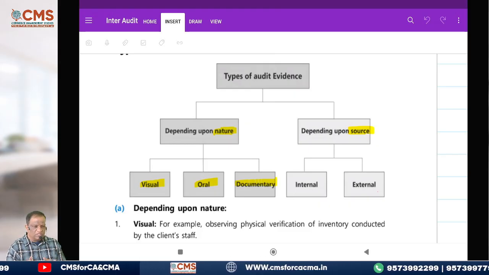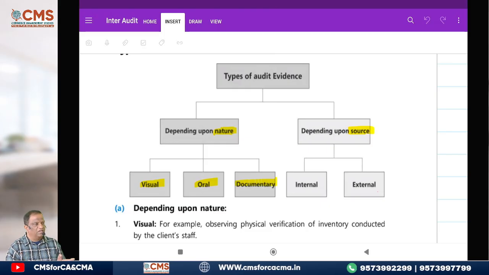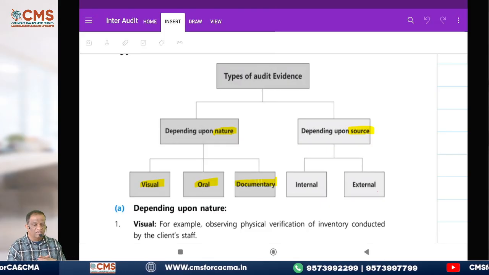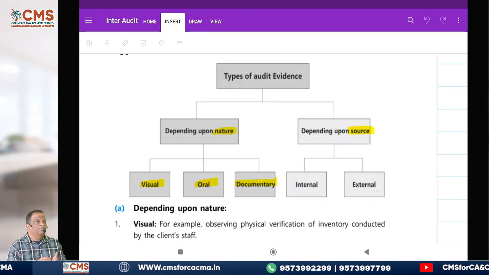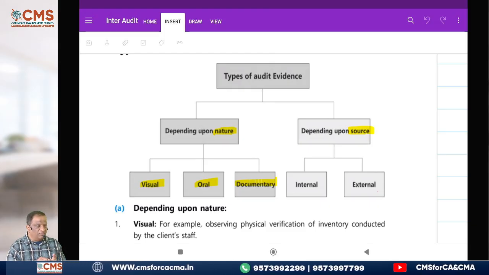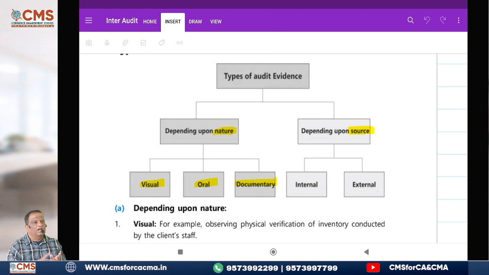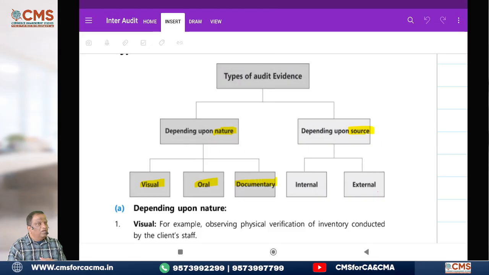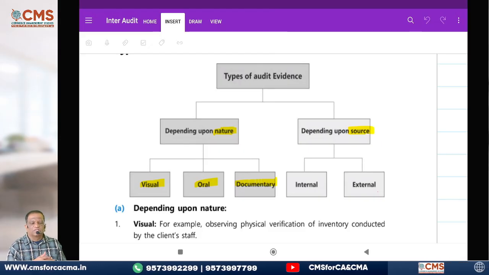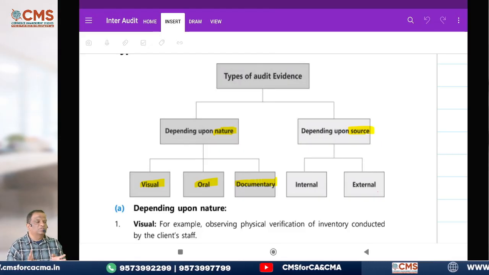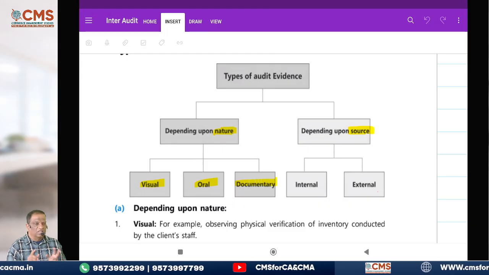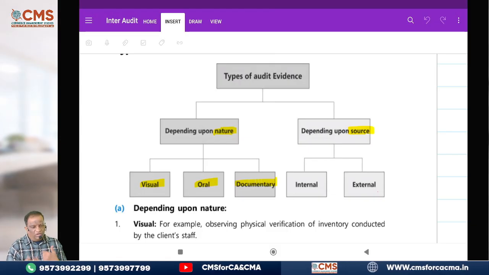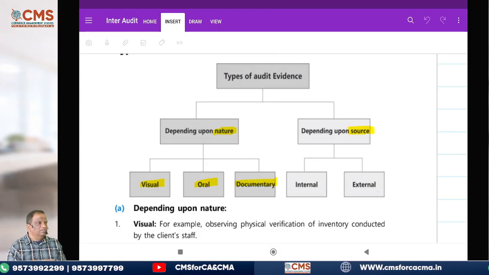Since you all would have read and SA 500 is an easy one, I will take liberty in directly getting into the depth of it. Now you tell me, depending upon nature, what are the three types of audit evidence? Visual, oral and documentary. Which is more reliable? Documentary is more reliable. Depending on source, what are the two types? Internal and external. Which one is more reliable? External is more reliable. But then, do I need to collect internal at all?